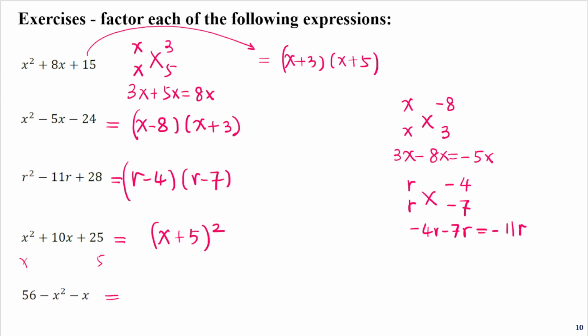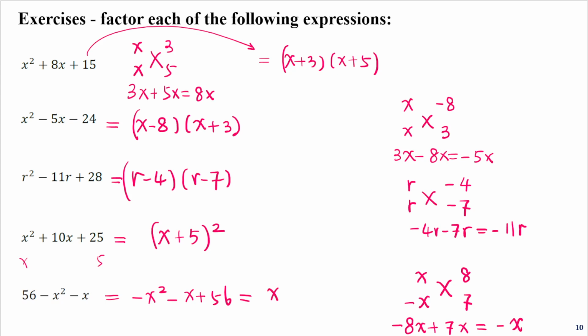Okay, next one. First of all, if you're not familiar with this, you can always rearrange the terms in descending order. So this gives us negative x squared minus x plus 56, right? So first of all, negative x squared can be factorized to x by negative x. And 56 can be factorized to 7 by 8. In order to have negative x here, we need to put 8 here and a 7 here. In this way, we have negative 8x plus positive 7x. And of course, this gives us negative x in the middle, right? So that equals x plus 8 times negative x plus 7.